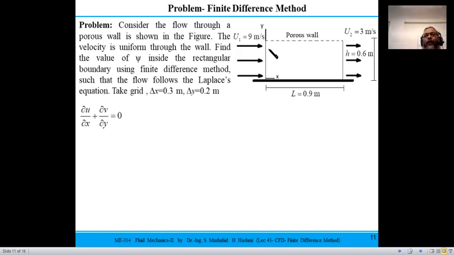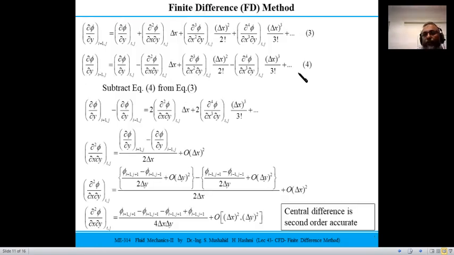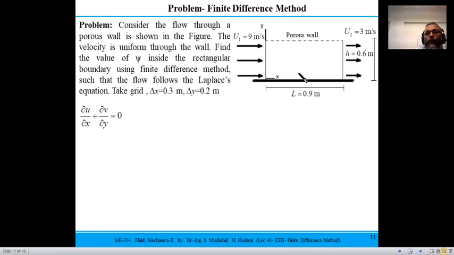So what else is given is the height of this wall as 0.6 meter and the length as 0.9 meter. So it's a two-dimensional problem. You need to find the value of psi using the finite difference method, and the governing equation here is Laplace's equation because it's a two-dimensional flow. We can take the grid size mentioned here as 0.3 meter in x and 0.2 meter in y.